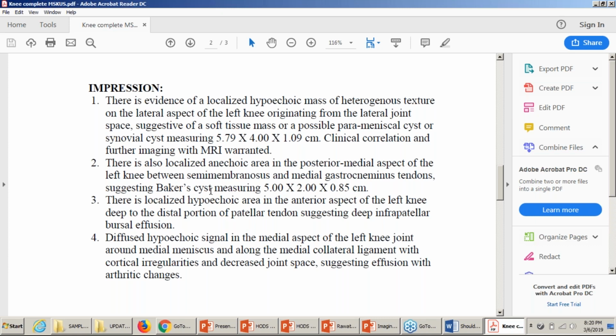whatever structures you see, any space occupying lesions, cystic mass, effusions, you can measure them and mention that. So this is a knee exam, and as you can see, I have first defined what kind of mass I see. This is a localized hypoechoic mass of heterogeneous texture on the lateral aspect of the left knee, originating from the lateral joint space, suggestive of soft tissue mass or possible parameniscal cyst or synovial cyst, measuring 5.79 by 4 by 1.09 centimeters. Clinical correlation and further imaging with MRI warranted.